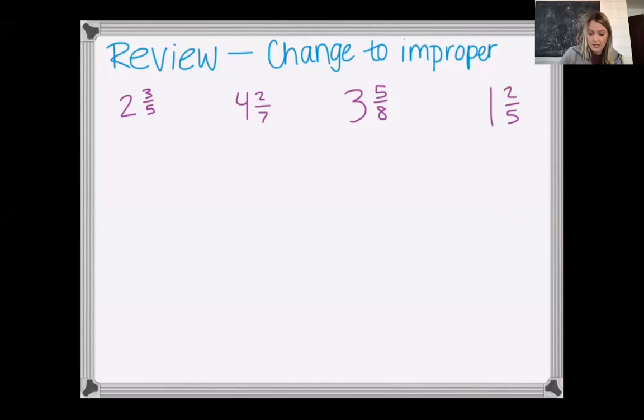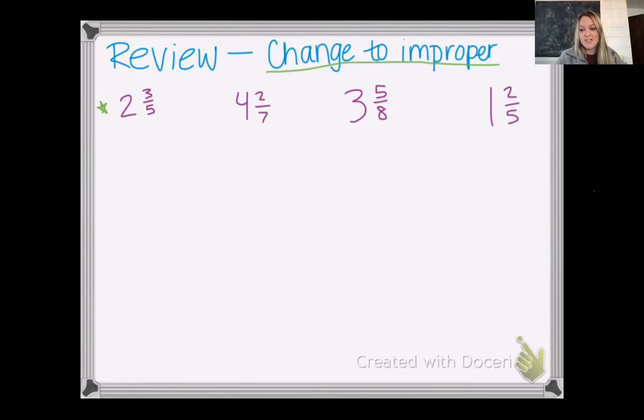So if I look at my 2/3, not 2/3, I'm sorry, 2 3/5. So this first fraction, what I want you guys to write down in your notebook is write down change to improper, and then write down 2 3/5. So in your math notebook, write down change to improper, 2 3/5. Okay.